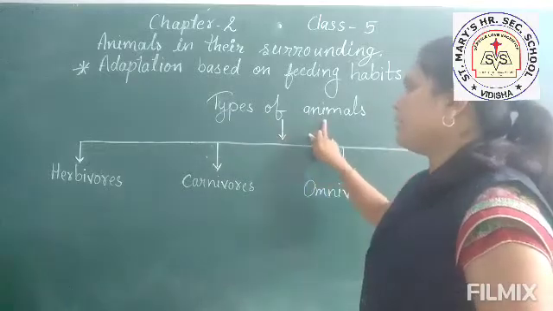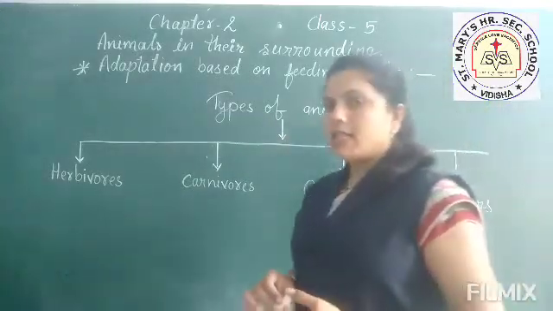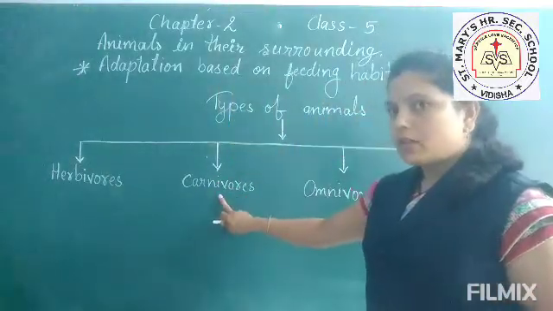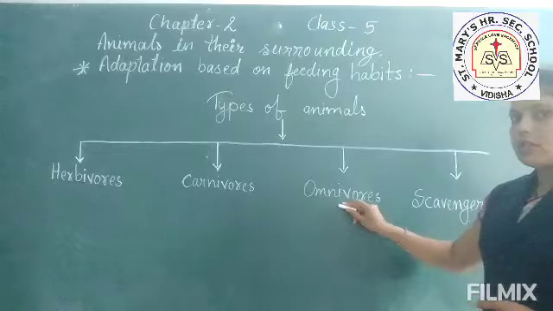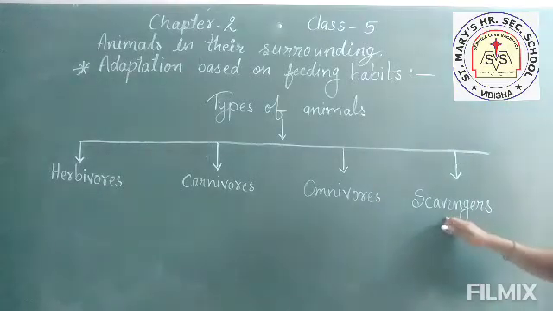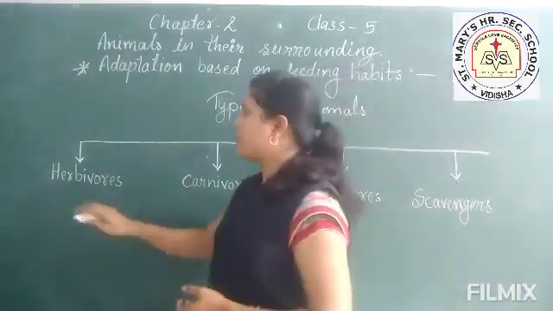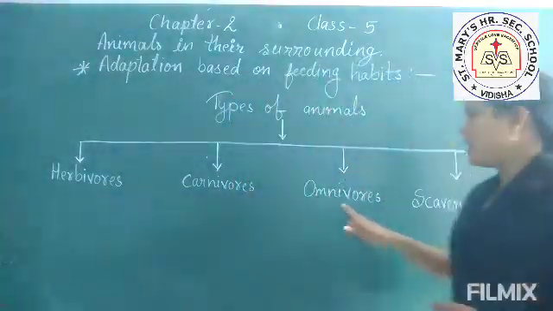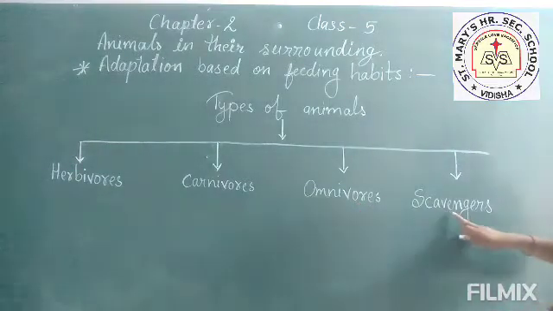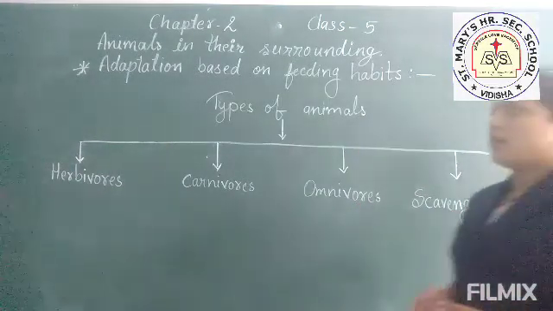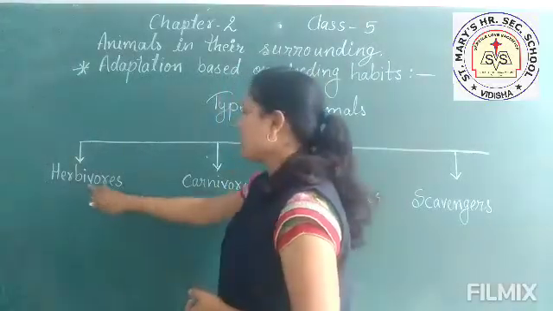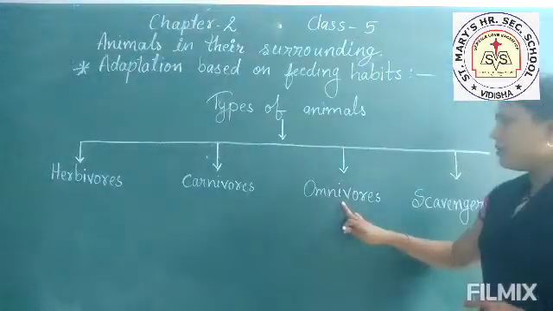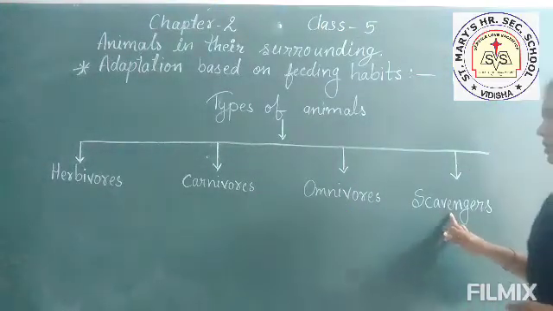So, the types of animals and their categories are herbivores, carnivores, omnivores, and scavengers. Repeat with me. Herbivores, carnivores, omnivores, scavengers. One more time. Herbivores, carnivores, omnivores, and scavengers.